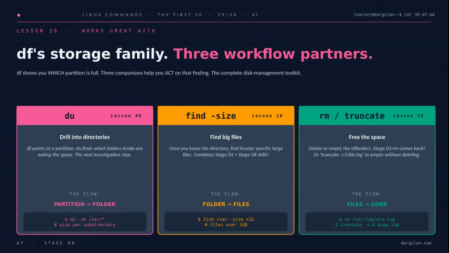So df tells you which partition is screaming, but it can't fix anything on its own. That's where its 3 workflow partners come in. du drills from the partition into the folders eating the space. That's Lesson 40, your immediate next step. Then find -size pinpoints the actual giant files inside that folder. And finally, rm or truncate frees the space. truncate -s 0 is the gentle one, emptying a log without breaking the process still writing to it. Partition, folder, files, gone. That's the full firefight.